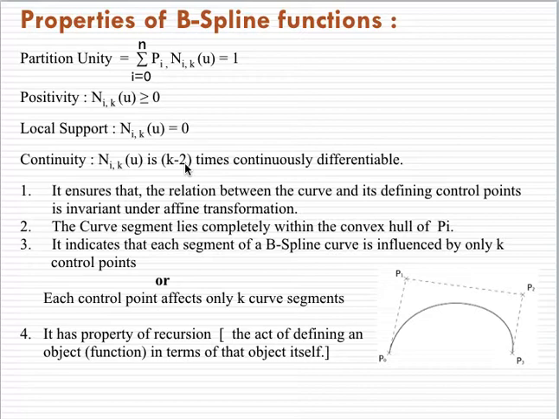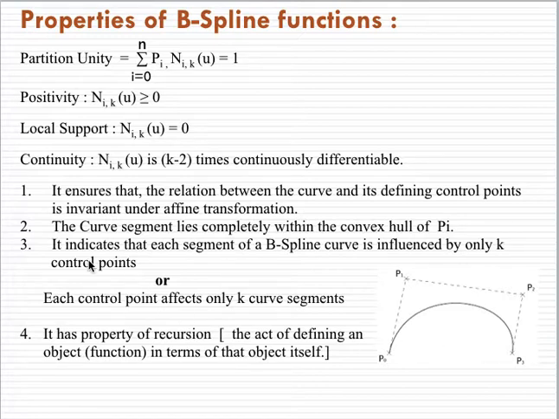So here, the second property guarantees that the curve segment lies completely within the convex hull of Pi, that is, the control points. The convex hull is nothing but this dotted line, and the curve lies only within that convex hull, under that convex hull.